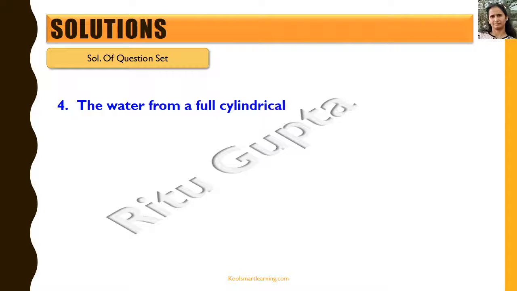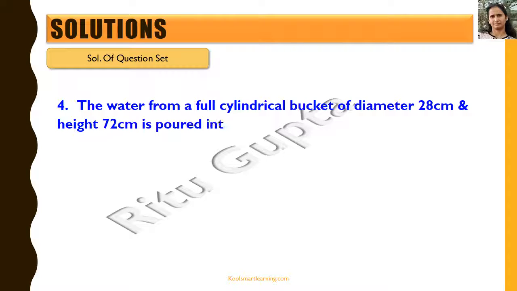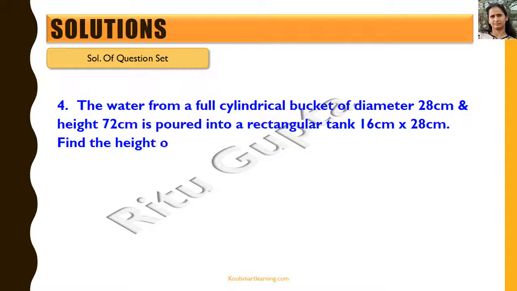Let's move to the fourth question. The water from a full cylindrical bucket of diameter 28 centimeter and height 72 centimeter is poured in a rectangular tank 16 centimeter by 28 centimeter. So this is the dimension of the base of the rectangular tank. We need to find the height of the water in the tank.